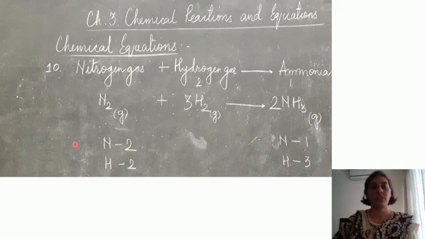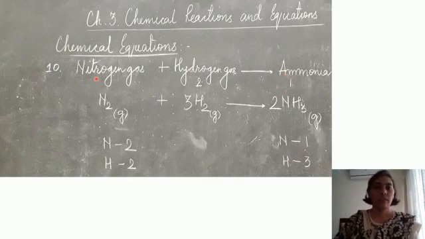Another interesting reaction between nitrogen gas and hydrogen gas gives rise to ammonia. Let's write it down. Only nitrogen is there, so we have to write the molecular formula N2, again a diatomic molecule. Hydrogen gas, diatomic H2, both are gases, so we'll write G. Product is ammonia. Ammonia formula you have to remember, NH3.